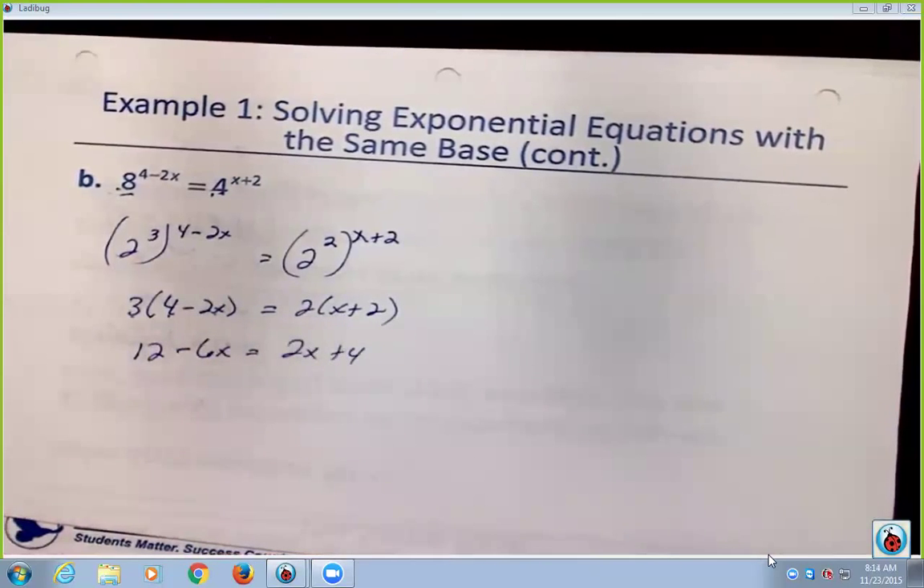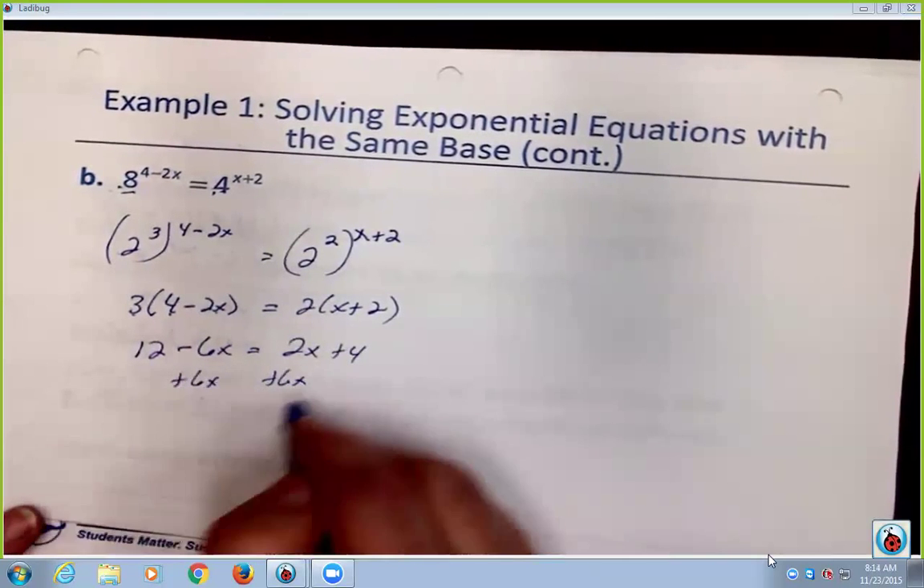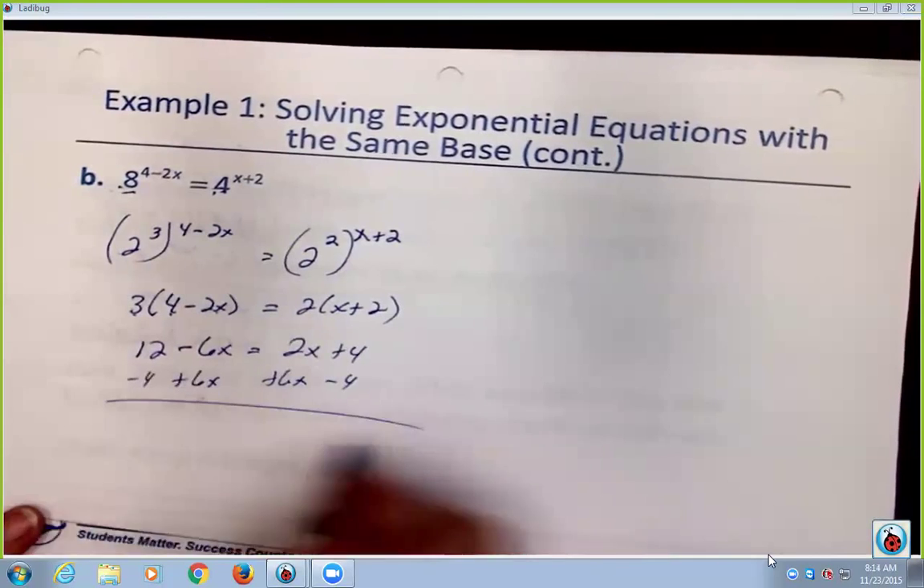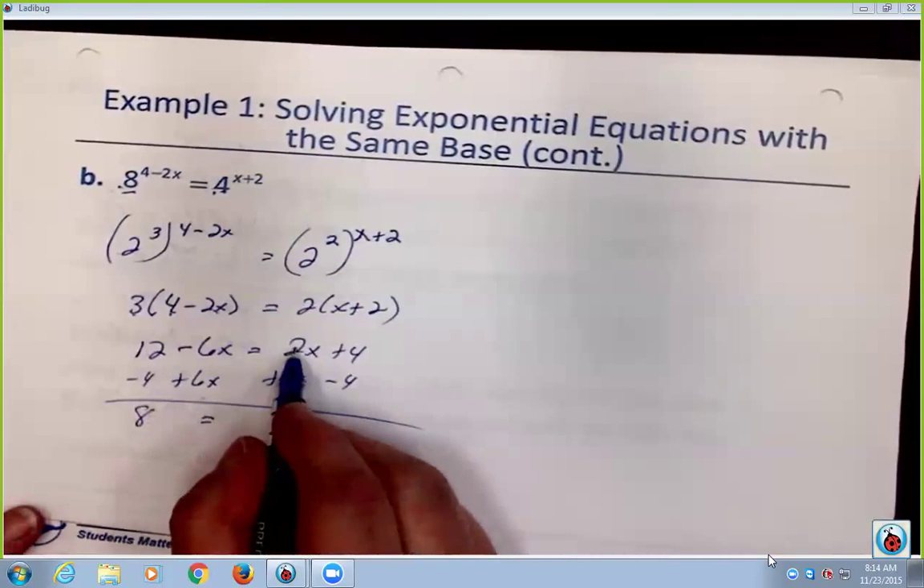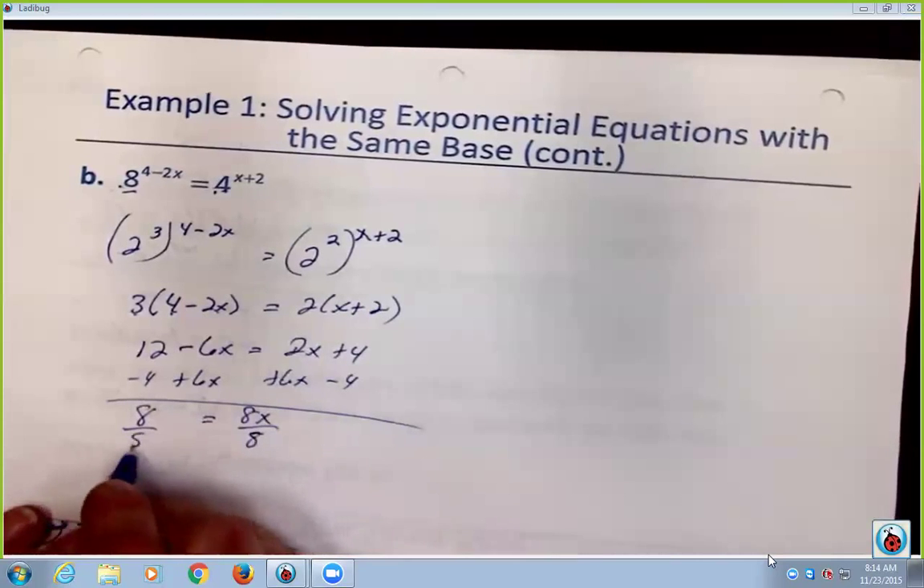Get all my stuff together. So I'm going to add 6x. I'm going to take away a 4. 6 plus 2 is 8x. Divide by 8 both sides.